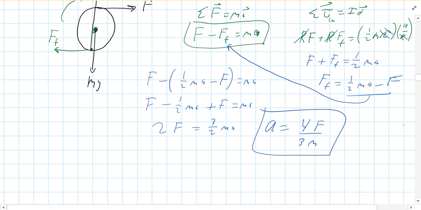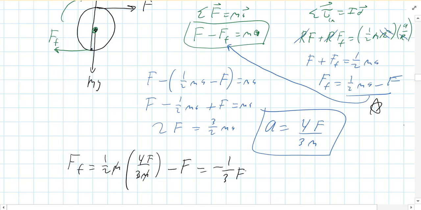Okay, so friction, I'll use this equation here, and I'll plug in a. So the force of friction is equal to 1/2 ma, which we wrote as 4F over 3m, and then minus F, which, now the masses drop out here, and you get 2/3 F minus F. So you get negative 1/3 F.